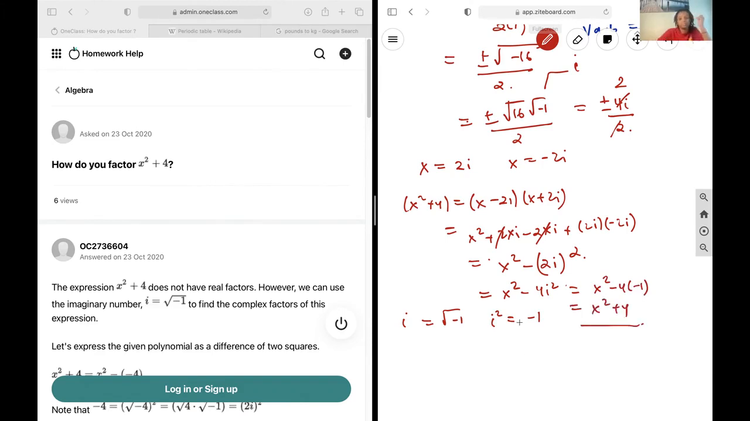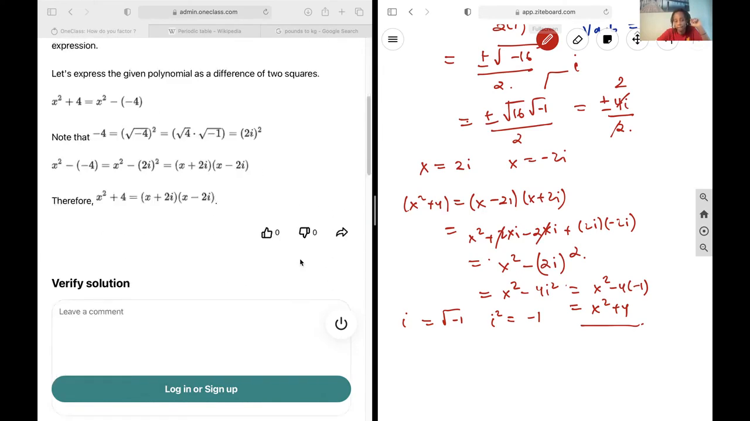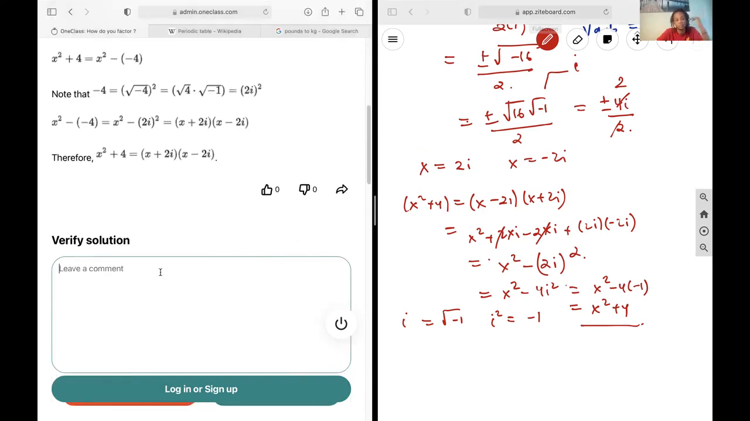And that's it. So the purpose of it is to just flip the negative to a positive. So it is technically a difference of squares when you think about it, because your two squared terms are going to be x squared minus 2i squared. Those are your two terms.